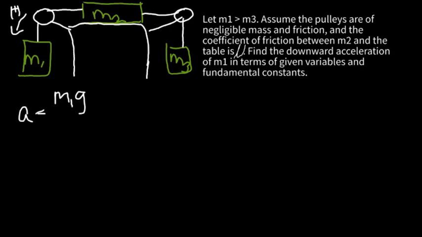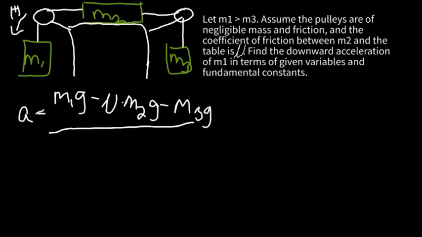If the system is accelerating counterclockwise, then the force of friction will be acting clockwise. So remember, the force of friction is the coefficient times the normal force times m2g minus m3g, right? Because m3g is being pulled down like that by gravity. Now, a equals F over m. m is the total mass of the system.